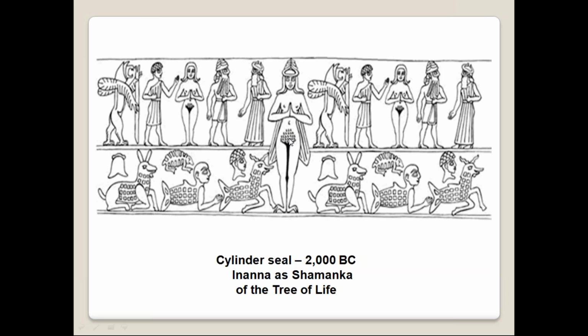Like here, this is not a picture of her doing that. This is a cylinder seal after she's done the descent journey, which actually shows her as the passageway between the lower world, this would be the terrestrial world, and the upper world. And as I pointed out before, Venus is the shamanka. She is the tree of life, the passageway between the worlds, and her underworld journey is part of how she creates that opening.